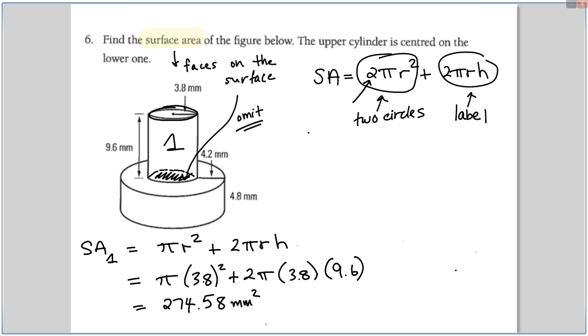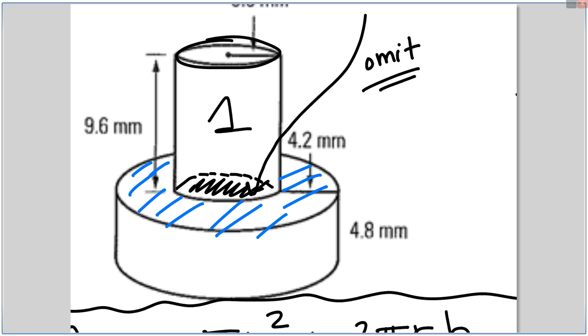Okay, so there's the first cylinder with one of the faces omitted. Okay? Now for the second cylinder, everything's normal except for the top face. And what's weird about the top face is that some of the circle's been removed. Can you see that? Right, some of this circle. So for the top face, you have to do a funny little calculation.